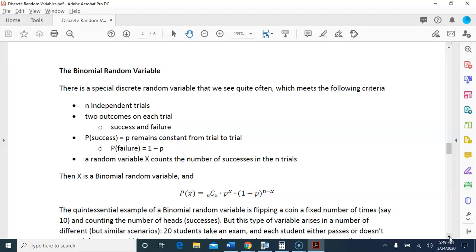If all of those criteria are met, then x is considered a binomial random variable, and it has this probability function. So this is a function or a formula that will help us find the probability of a certain number of successes.